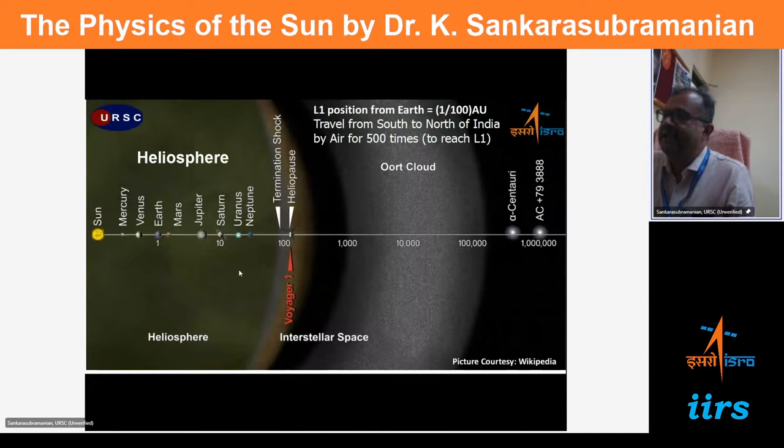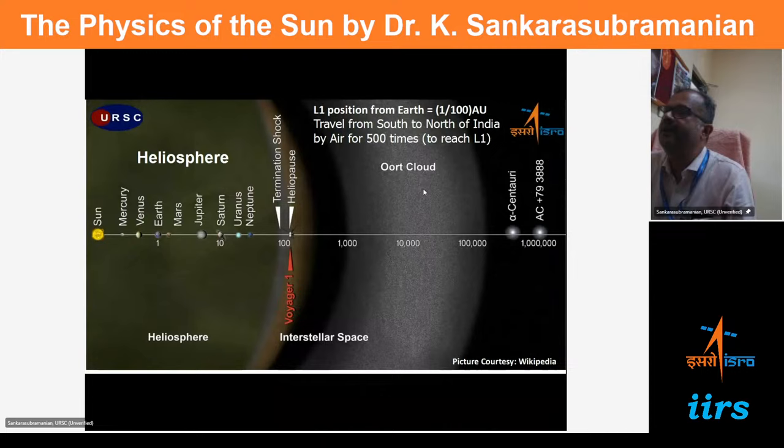Here is again the same picture. I'm showing it just for you to get a feel for how the system looks on a logarithmic scale. The heliopause is around 100 AU, and you have this Oort cloud, where most of these meteoroids and other objects can come from. They are at a distance of 10,000 to 100,000 astronomical units. And these are the first stars which you will see once you cross the heliopause.